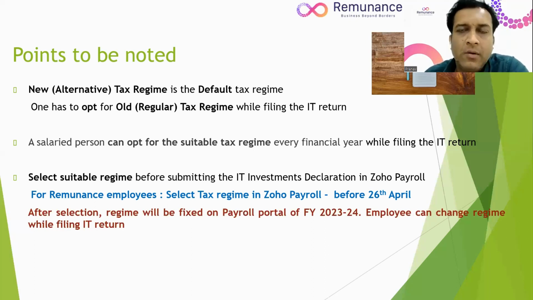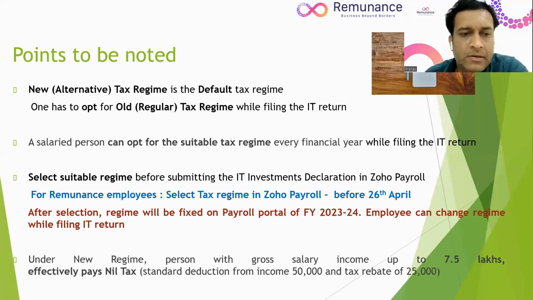Once you select the regime, where it is the lesser tax, and you submit your declaration, then that regime will be final. But you can change it. If in the payroll portal you have the old regime, but at the time of filing your return next year, you feel that the new regime is beneficial, I did some wrong calculation, that option is available with you only at the time of filing your income tax return. Please remember that. Not in the payroll portal, but while filing your income tax return. Okay.